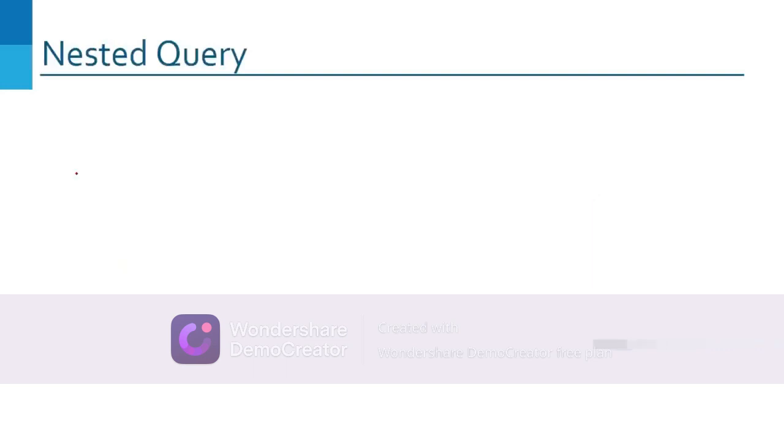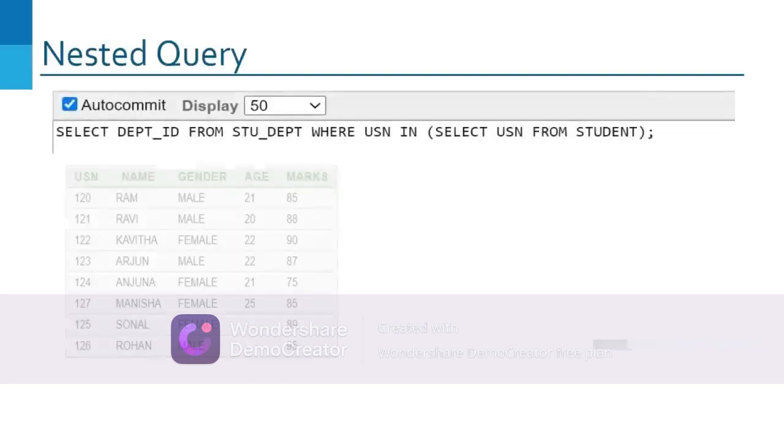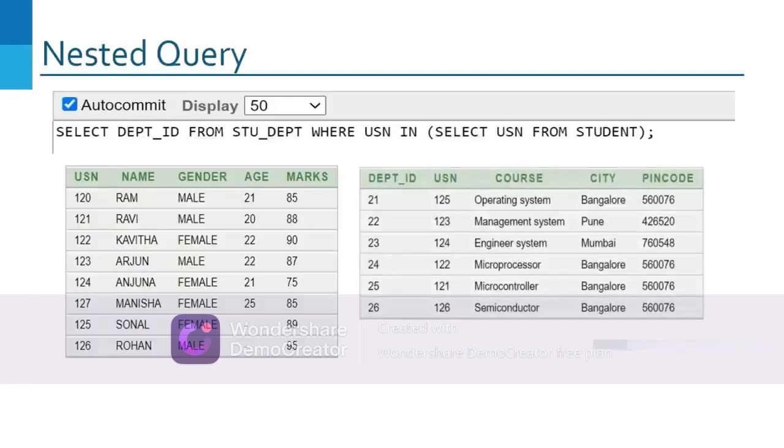So let's understand this particular example in a staggered manner. We have the student table and we have the student department table. We have the student table, this one, and this is our new table, which was student department. What is the first line? The first subquery, select USN from student. So this is the USN from the student table.